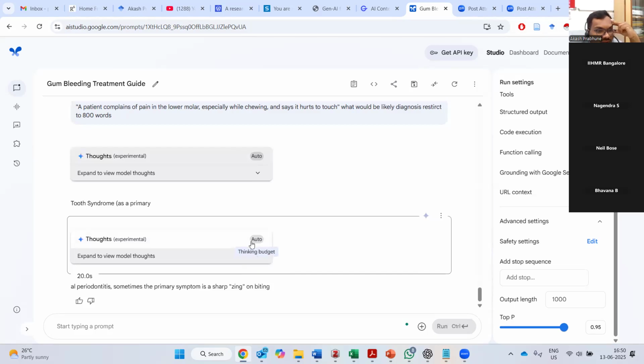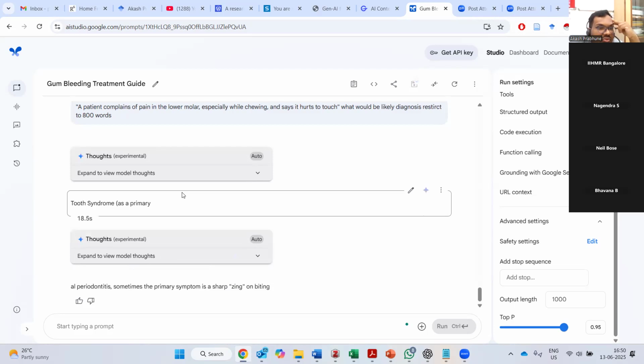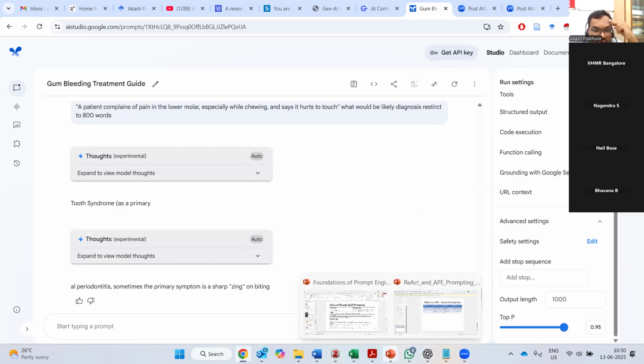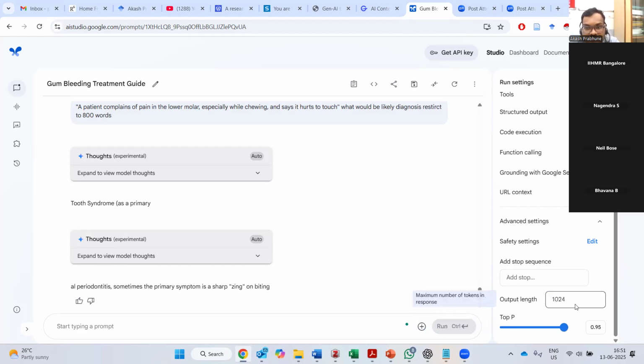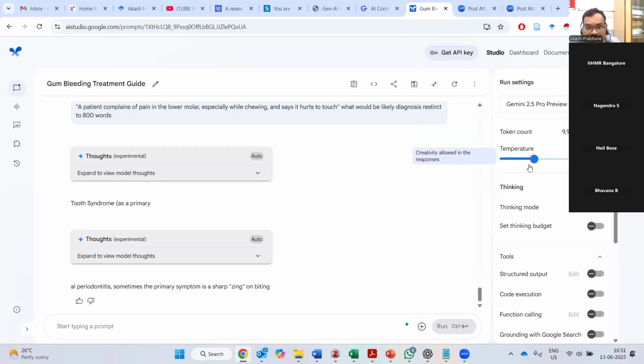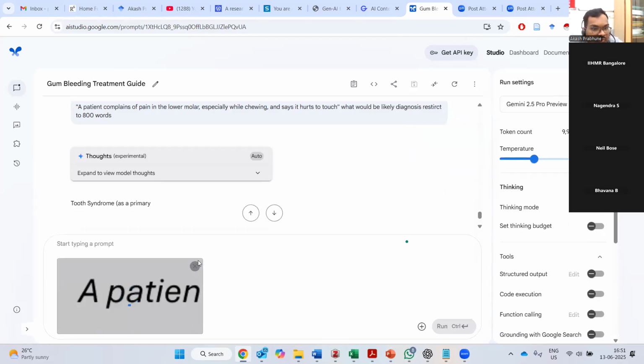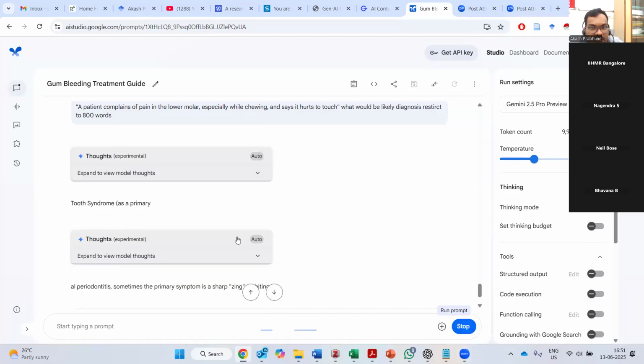Apical periodontitis, sometimes the primary symptom is a zing on biting. Okay. What is apical periodontitis? Okay, cracked tooth syndrome is primary. Something is broken here. Okay, weird. You can try also in your system and let me see what comes. Let me keep it as open as possible. This guy is kind of out of control. Control C, Control V never works for me. Okay, let's say this run.